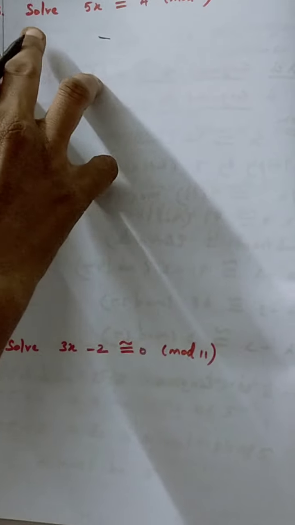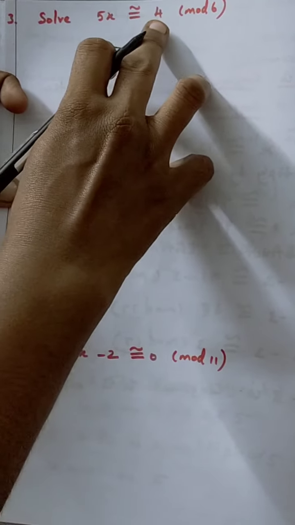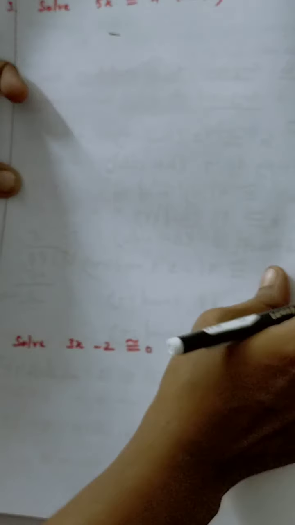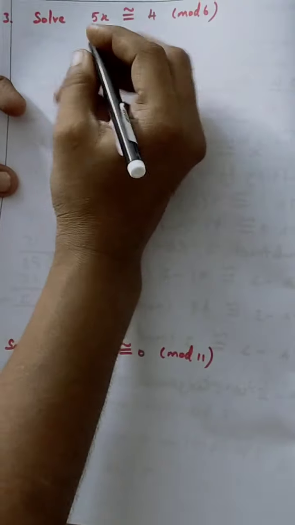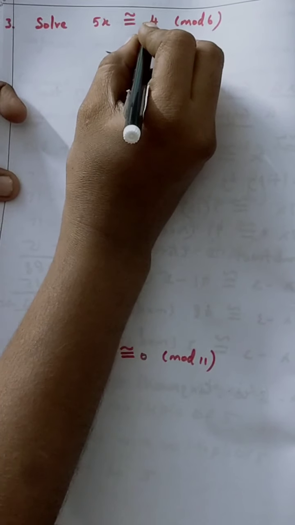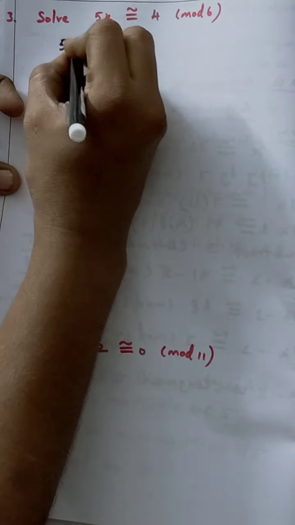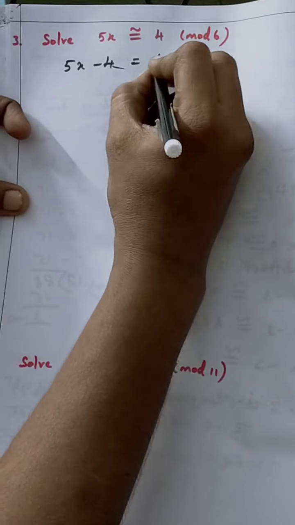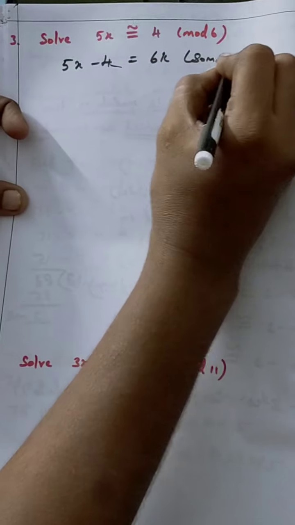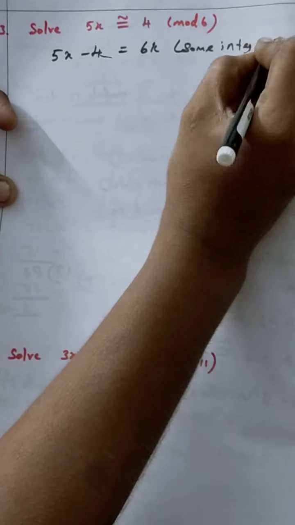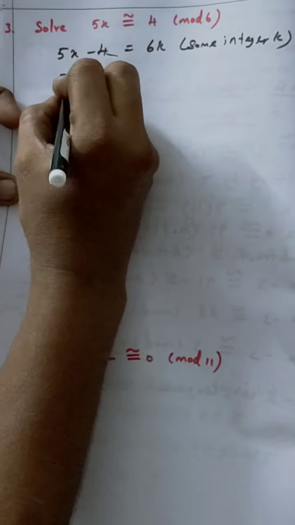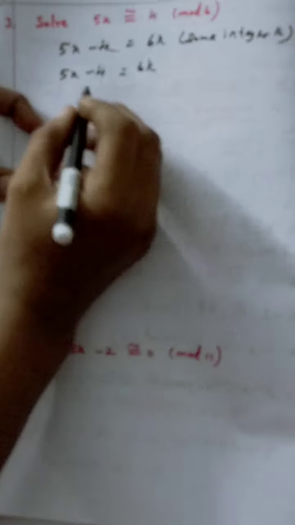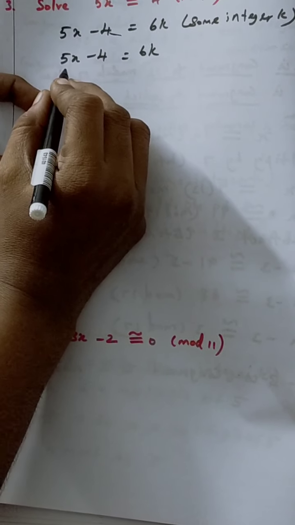Third question, solve 5x congruent to 4 mod 6 is given. So find out the x value. So the same method is followed. So the right hand side 4 changes to the left hand side: 5x minus 4 equal to, mod 6 is given, so 6k, some integer k. So write 5x minus 4 equal to 6k. Okay, next, solve the equation by the method, you find out the value of x.